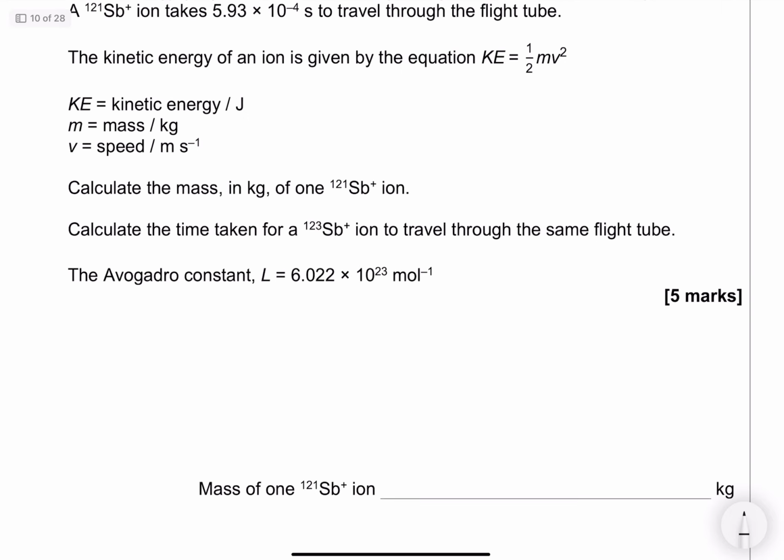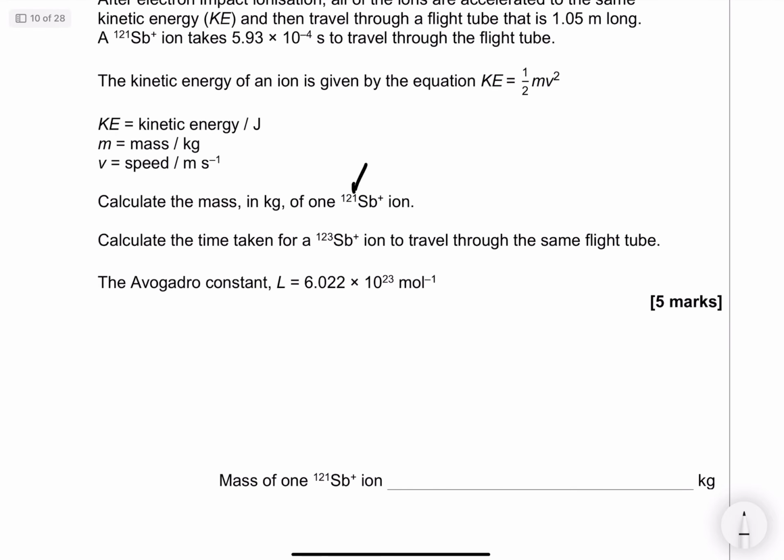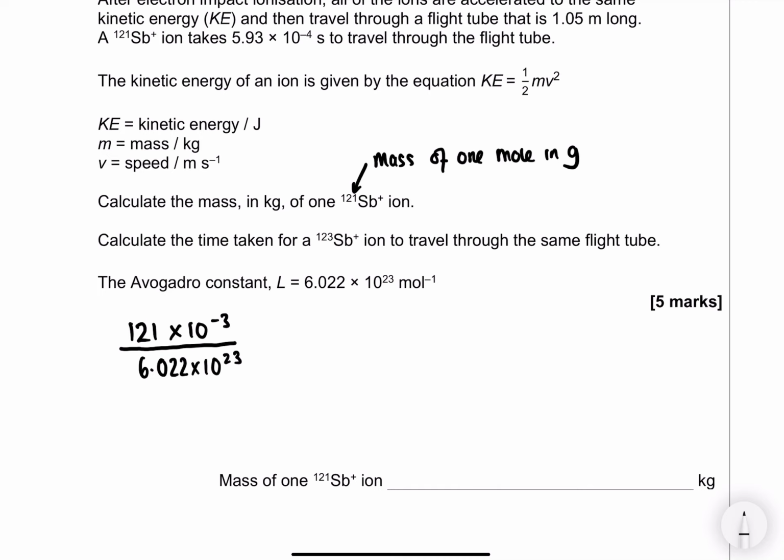So remembering that 121, this is the mass of 1 mole in grams. So 121 into kilograms would be divided by 1,000 or times 10^-3. And then if we divide by Avogadro's number, how many are in a mole, we'll find out the mass of one ion. And if we do that on our calculator, we get 2.009 × 10^-25 kilograms. Let's write that on our answer line.